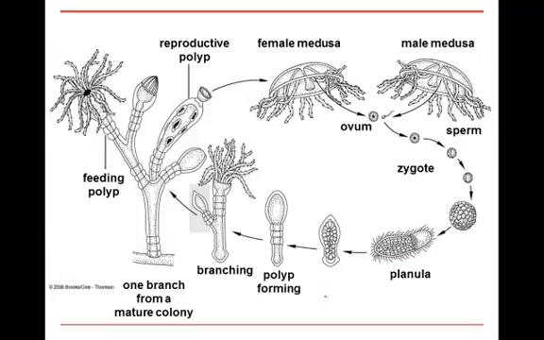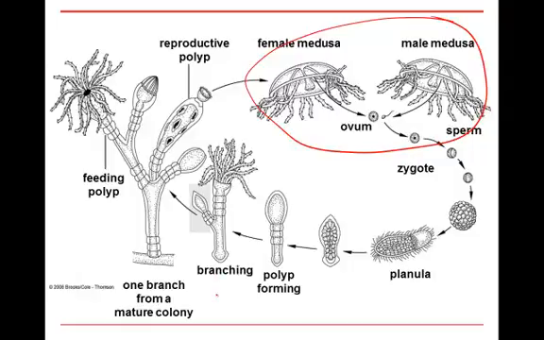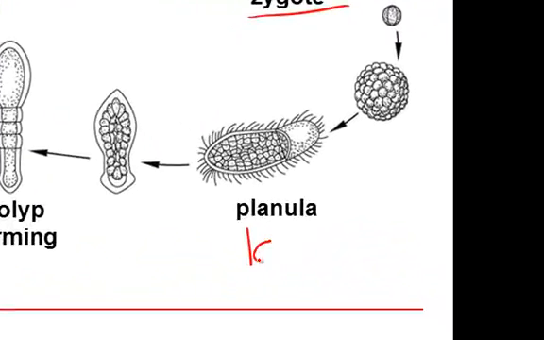Here we can see the life cycle, and the thing to recognize is that it alternates between the moving medusa and the sessile polyp. In this case, this is a colonial polyp. But you see what happens: we have an egg and a sperm. They fuse and form a diploid zygote. It grows into what is called a planula larva, and it has a bilateral form, one line of symmetry.